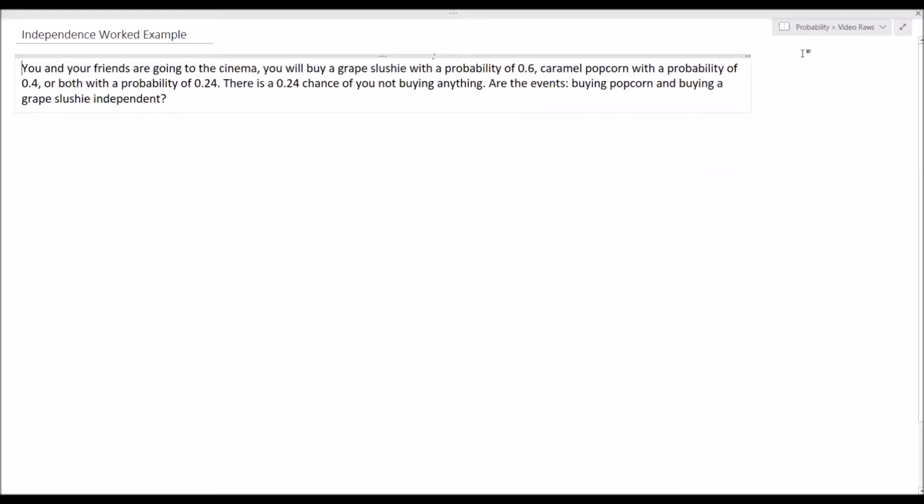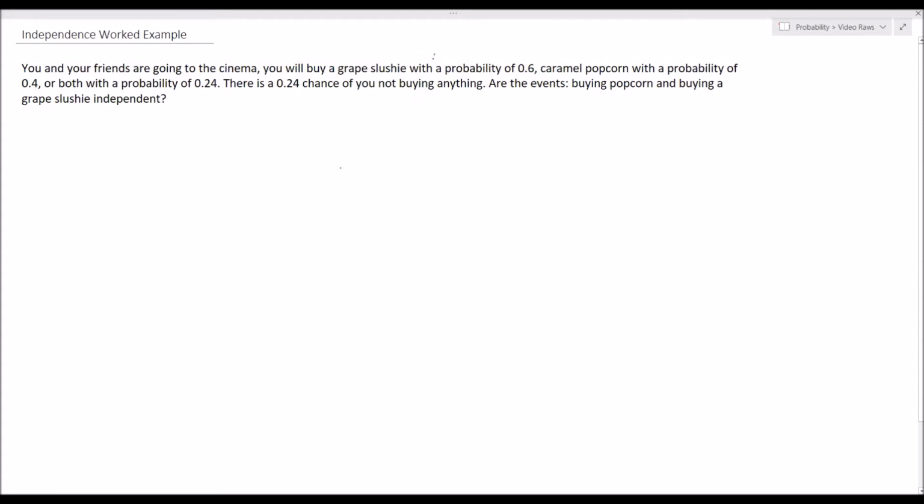Independence worked example. You and your friends are going to the cinema. You'll buy a grape slushy with a probability of 0.6, caramel popcorn with a probability of 0.4, or both with a probability of 0.24. There is a 0.24 chance of you not buying anything. Are the events buying popcorn and buying a grape slushy independent?